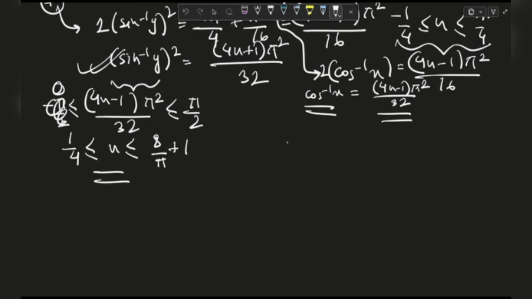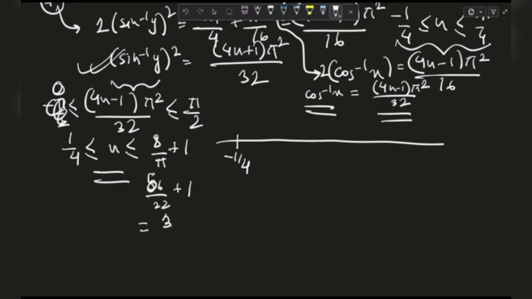So now if we try to take these two things common, let's say we draw a number line roughly. This is minus 1 by 4. What is 8 by pi plus 1? If we try to ascertain, taking pi as 22 by 7, so 56 by 22, 56 by 22 plus 1. This is 2 point something plus 1, so 3 point something. Let's see. So minus 1 by 4, after that 1 by 4.